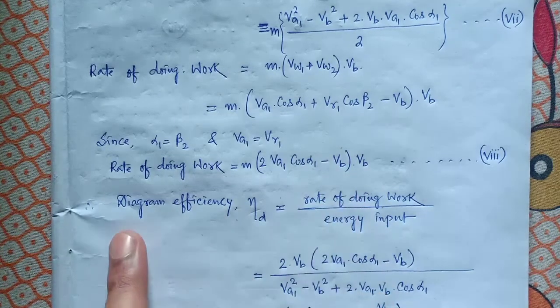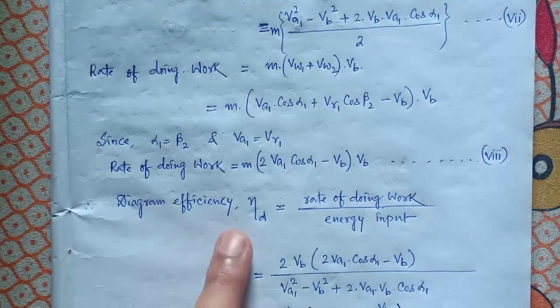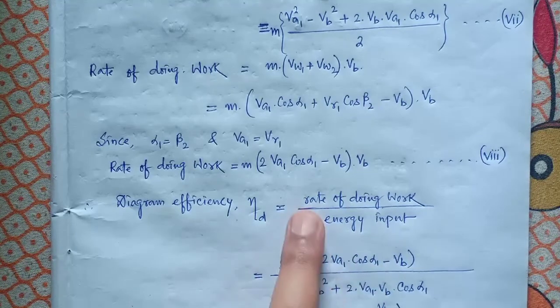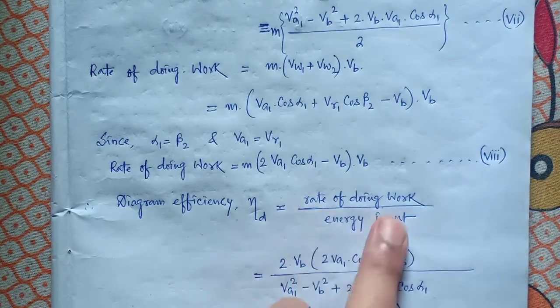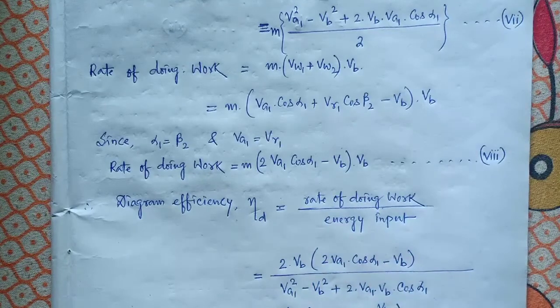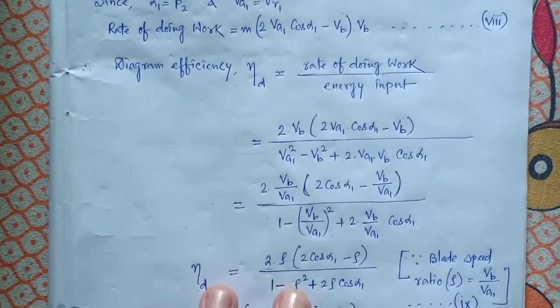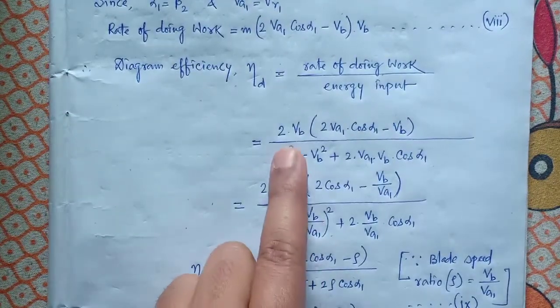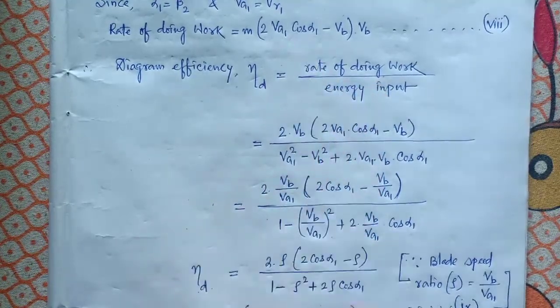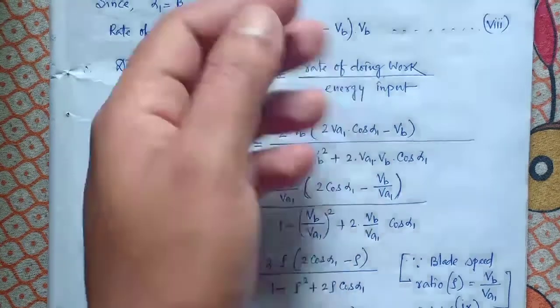Okay, now diagram efficiency can be found out in this way. Diagram efficiency means rate of doing work divided by the energy input. So we know it. Now, rate of doing work, we have to find out.